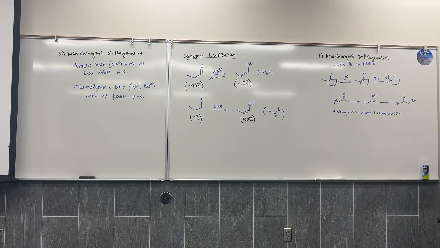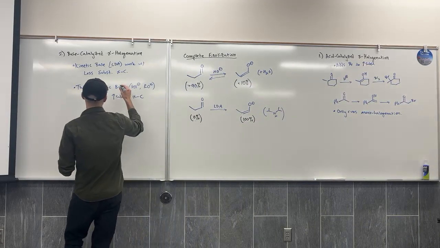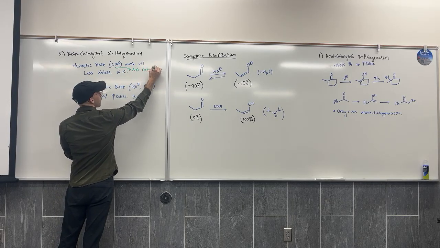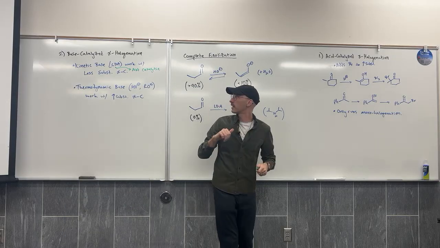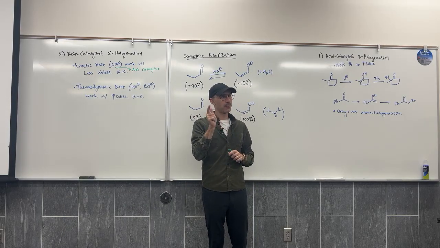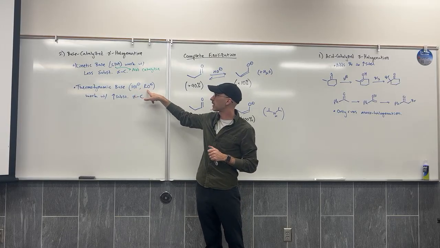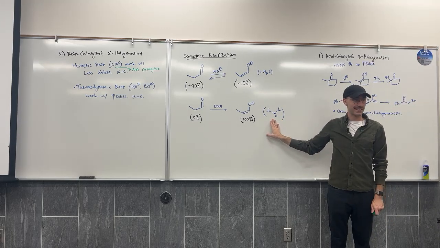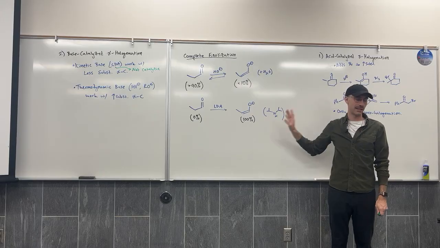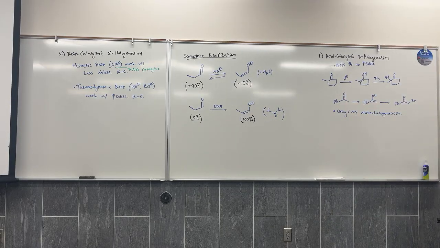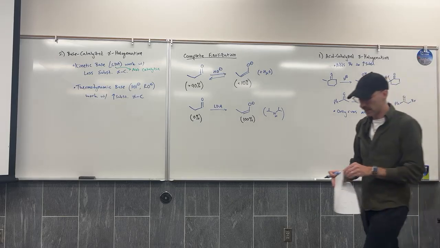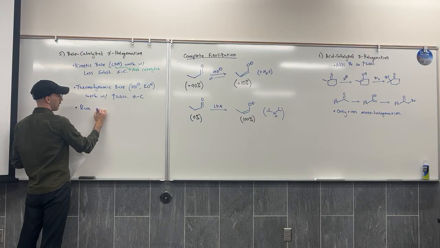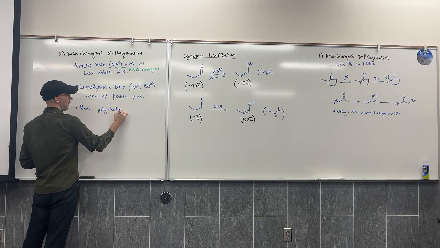Okay, I need to make a small correction. The LDA here is not acting as a catalyst. That's my fault. If it were tert-butoxide, it would be catalytic. If it were hydroxide or alkoxides, it would be catalytic. But LDA, remember, the conjugate acid of LDA is a very bad acid. So LDA is actually not catalyzing it. More importantly, though, what I want you guys to recognize here is that it will run multiple halogenations.